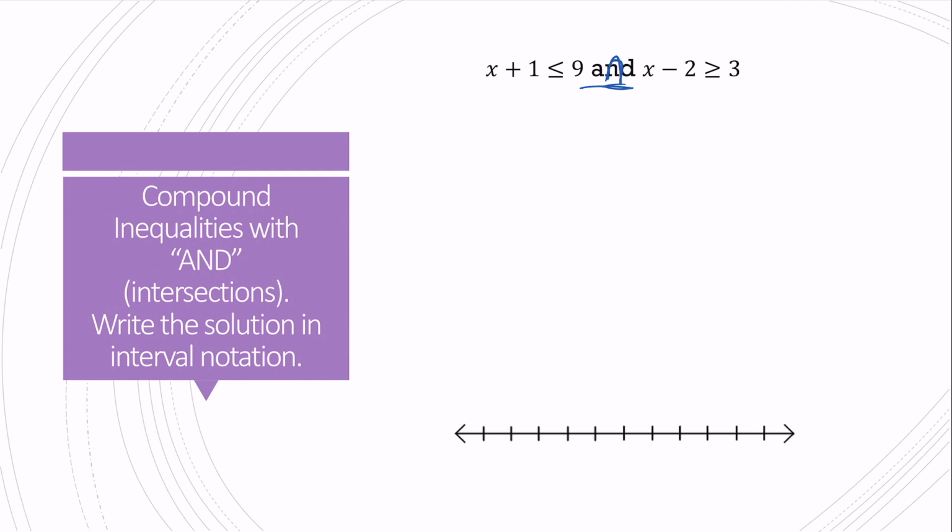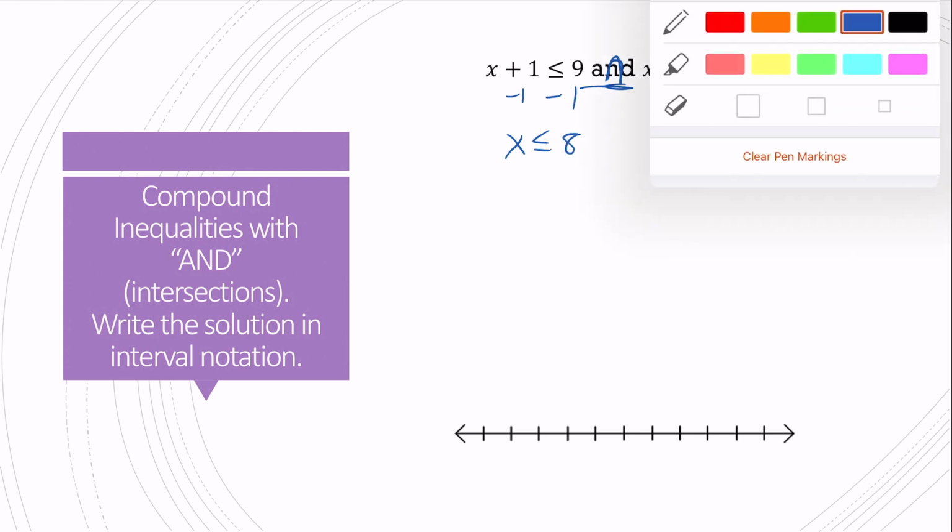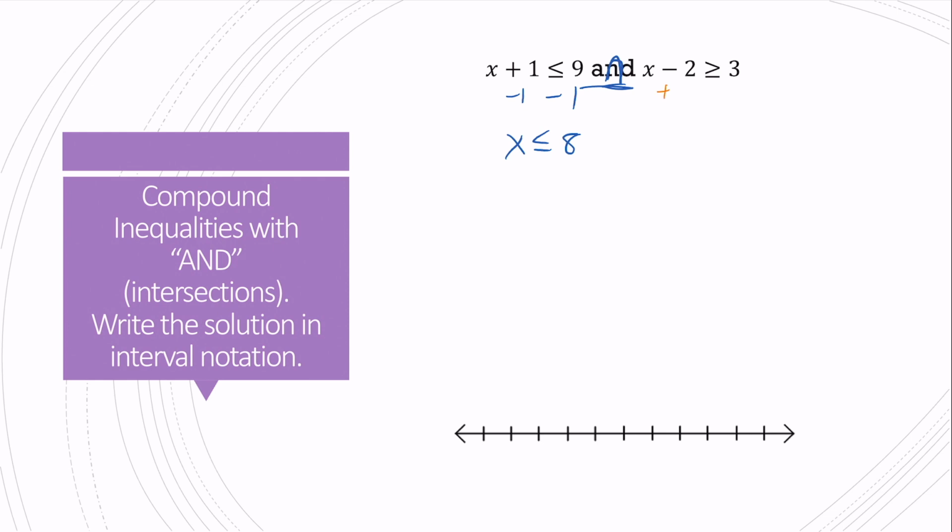So here, I'm going to go ahead and solve the equation on the left-hand side. I have x plus 1 is less than or equal to 9. I subtract 1 from both sides. I have x is less than or equal to 8. And then in another color, I'm going to add 2 to both sides on this equation on the right. So I have x is greater than or equal to 5. And I need both of these things to be true.